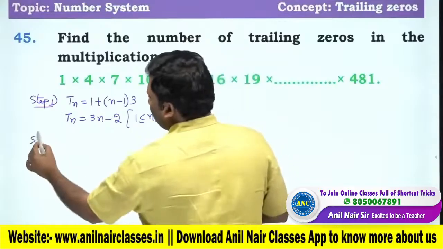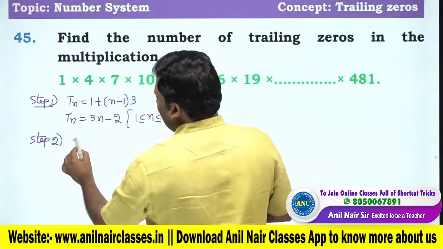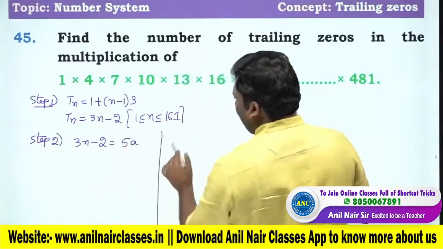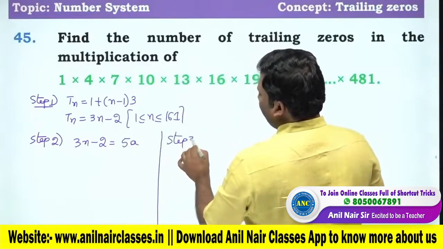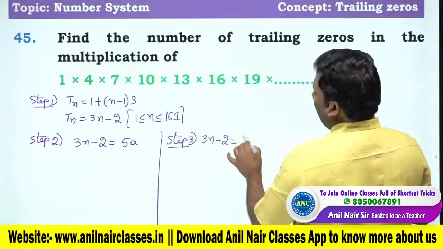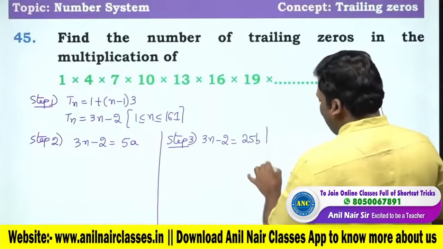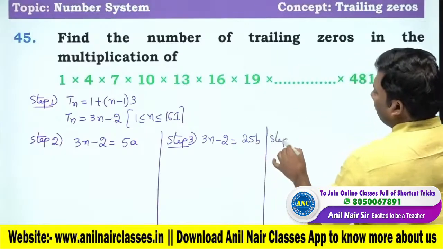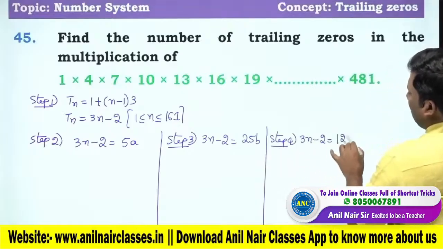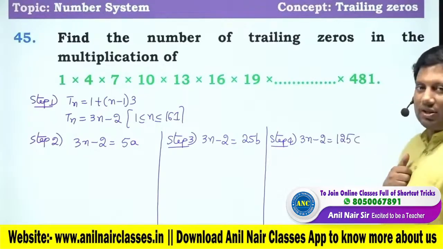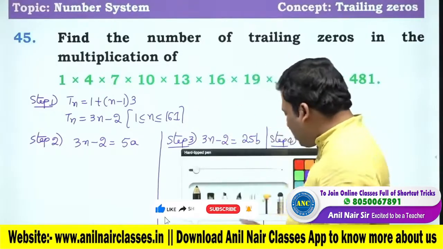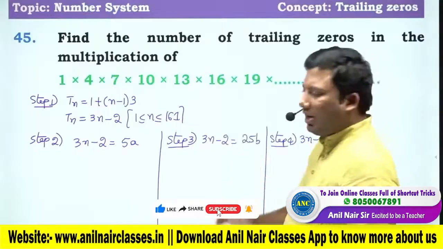Step number 2. 3n minus 2 is equivalent to 5a. From here I will get one answer. Step number 3. 3n minus 2 equivalent to second 5 square, 25b. I will get one more answer. Step number 4. 3n minus 2 equivalent to 125c. I will get one more answer. Next 5 power 4, 625. That is exceeding the upper limit. Just once you understand the flow chart, it is very easy.